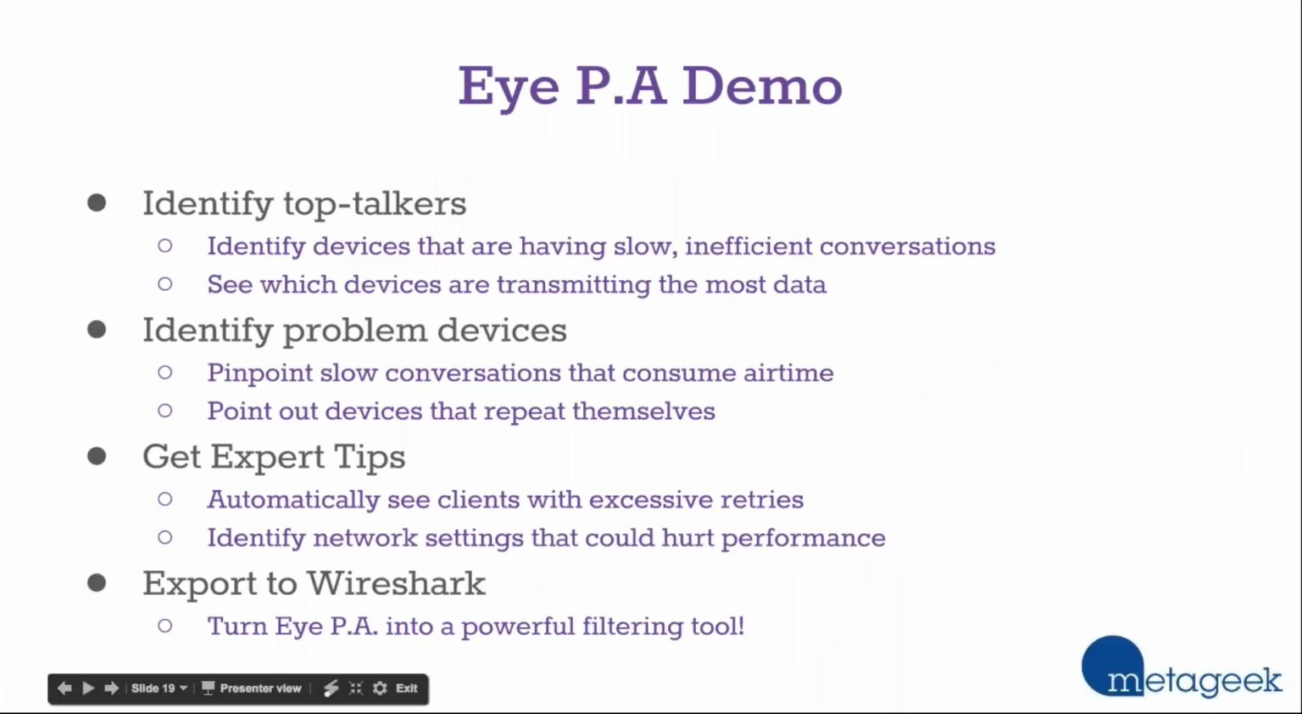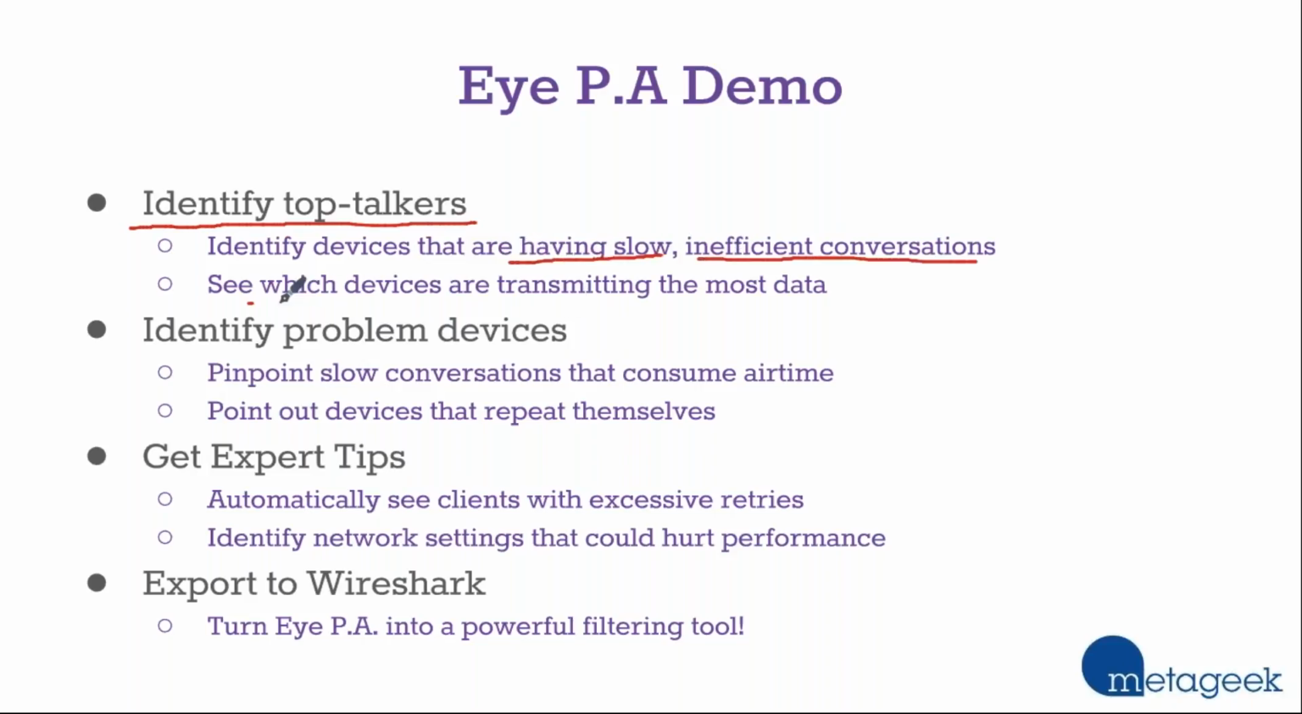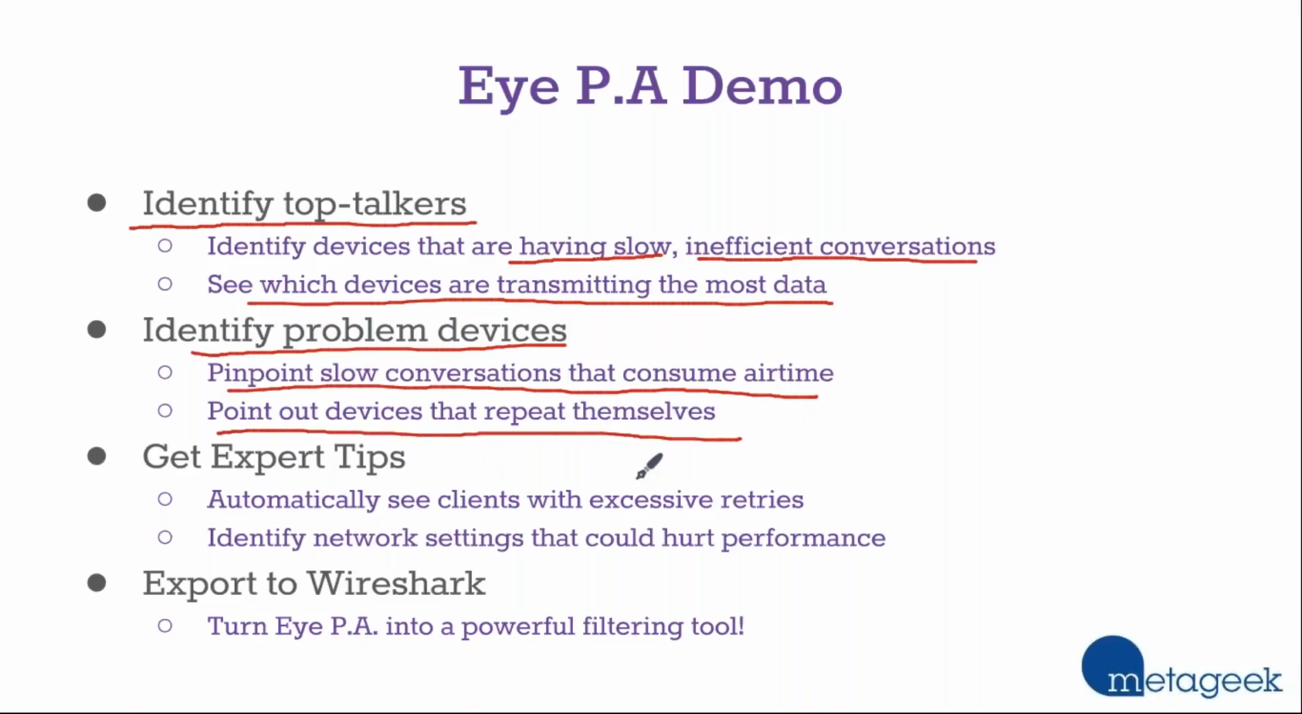So now we're going to jump into a quick demo with IPA. We'll use IPA to identify top talkers. We'll see which devices are having slow and inefficient conversations. We'll see which devices are transmitting the most data. And then we'll identify some problem devices. We can pinpoint slow conversations that are eating up all of our airtime, and we can point out devices that are repeating themselves.